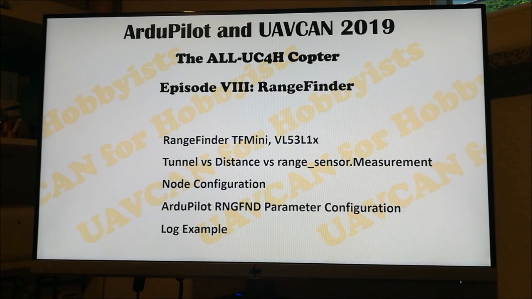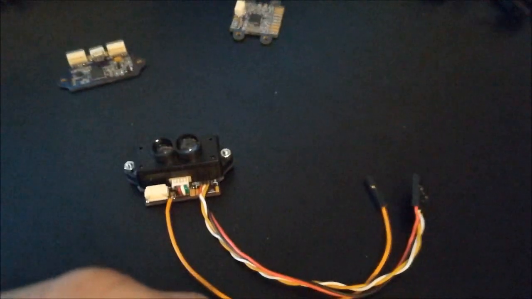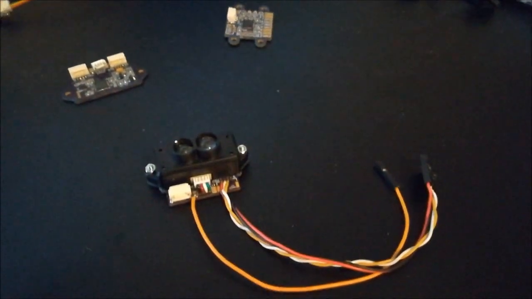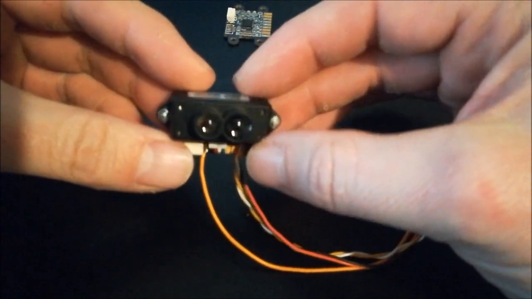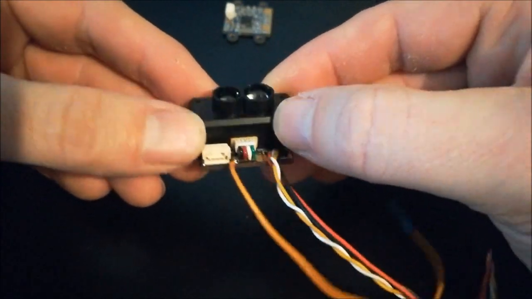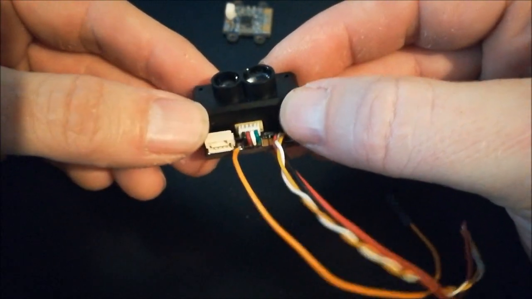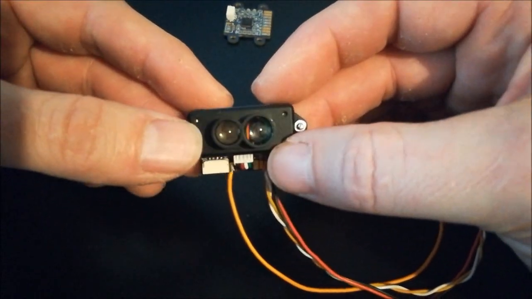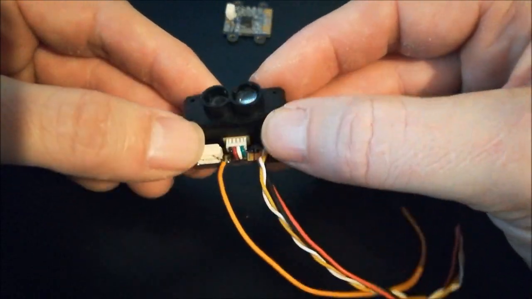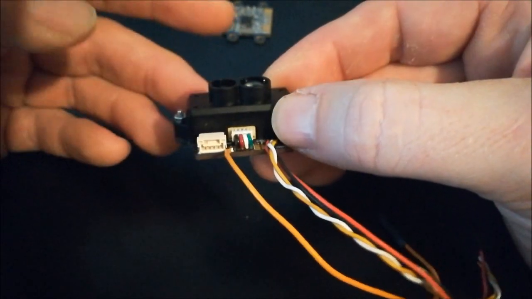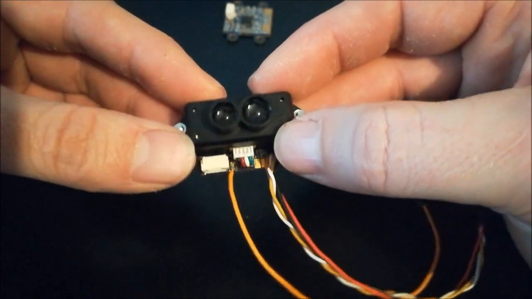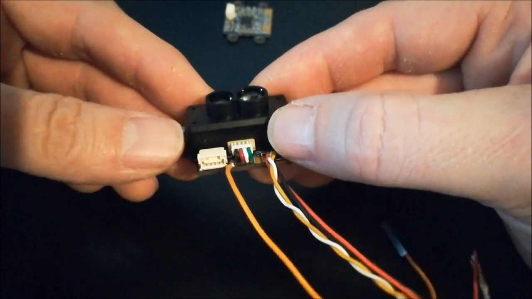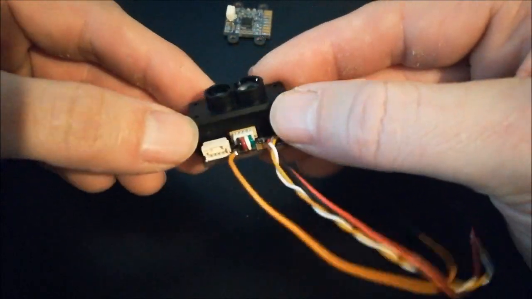Hello everyone, welcome back to this next episode, episode number 8 on the UC4H rangefinder. There are several rangefinders on the market, but in my opinion only this one is really reasonable for us. It's the TFMini, and rangefinders are expensive, and this one is not too expensive, so it's expensive, but it's affordable, and it also has a reasonable range of operation for us, so I really like this a lot.